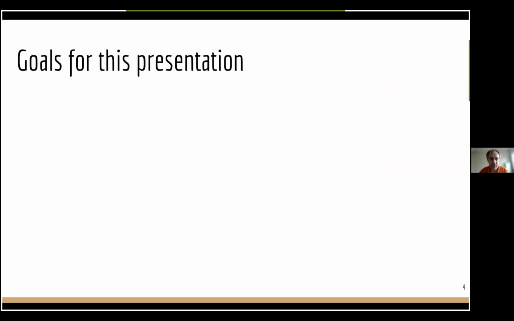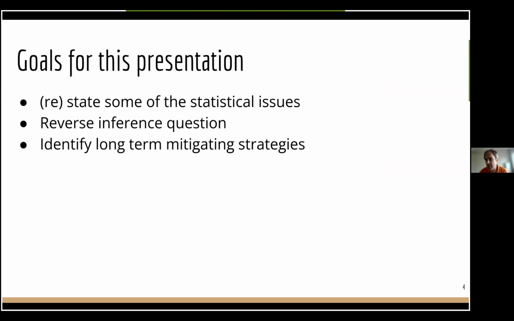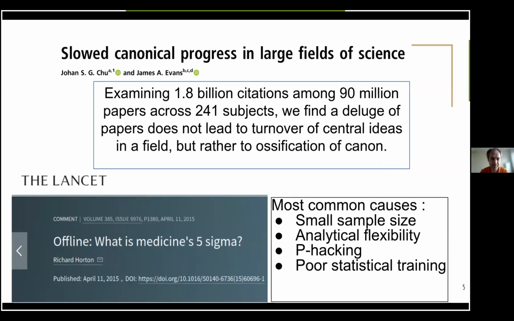So the goals for these presentations are first to restate some of the statistical issues that we have to deal with. Second, I will go into a specific pitfall, which is the reverse inference question, and then possibly have some thoughts on what are the good long-term mitigating strategies to help mend for some of those pitfalls.